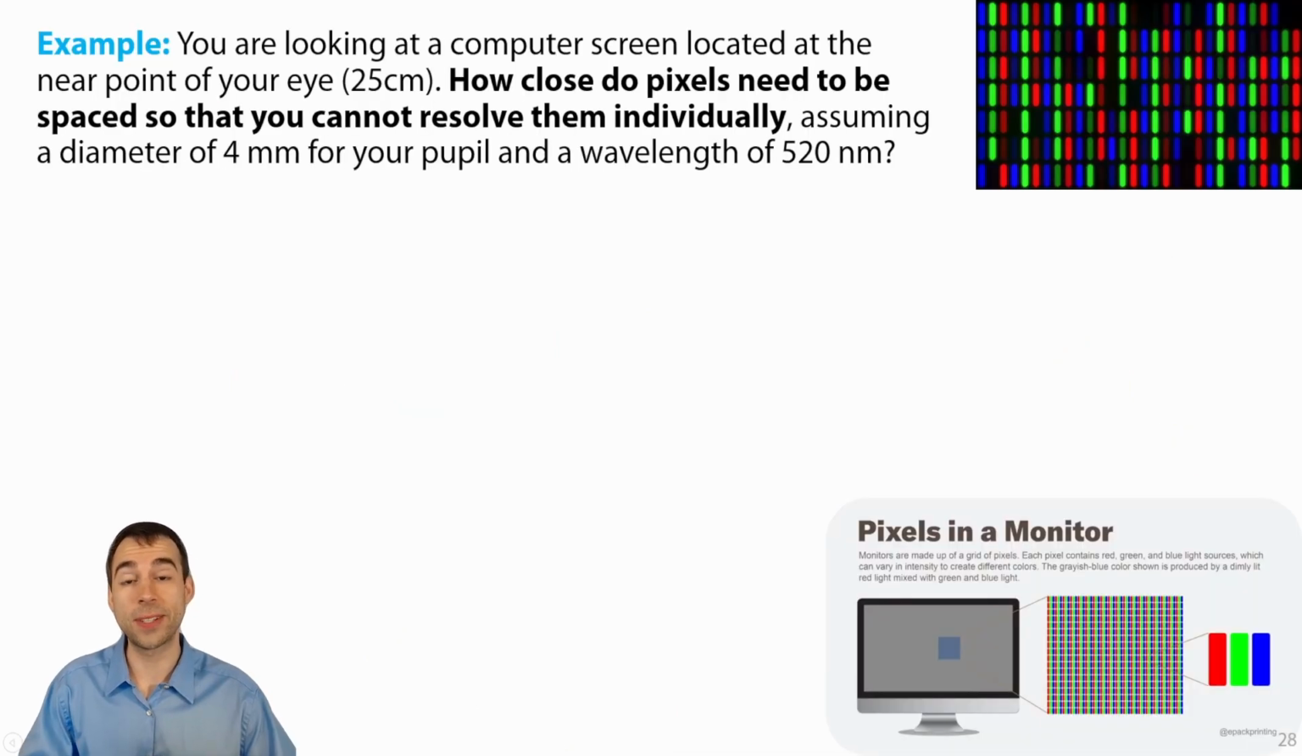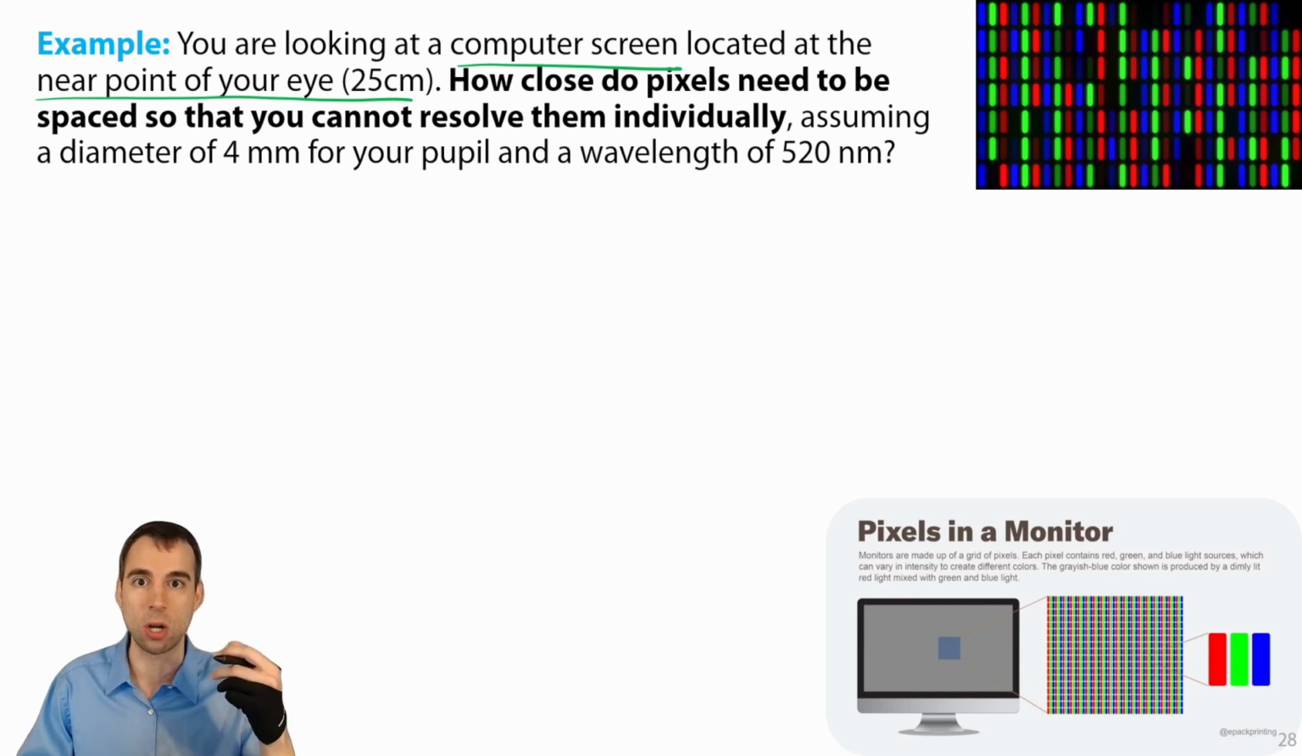So here's an example dealing with the Rayleigh criterion and vision correction. We are looking at a computer screen, much like the screen that you're looking at now. And it is about 25 centimeters away from our face. That's the near point. That's how close we can make out different objects as being distinguishable.